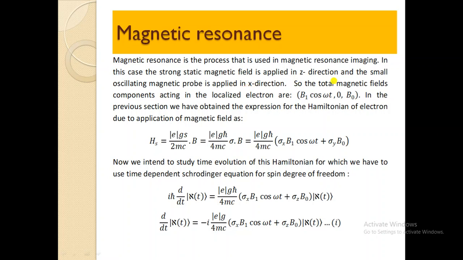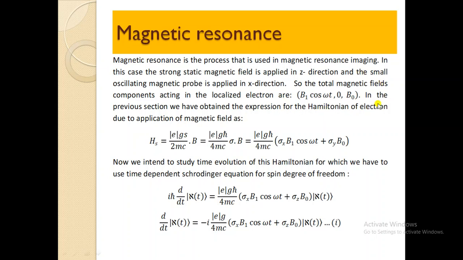So the total magnetic field components acting on the localized electron are as follows. If the electron is in space somewhere, then the total magnetic field acting on it is: a strong static magnetic field acting in z direction, which is very large. Likewise, a very small oscillating magnetic field, commonly known as the probe, is applied along x direction, and there is no magnetic field along y direction.